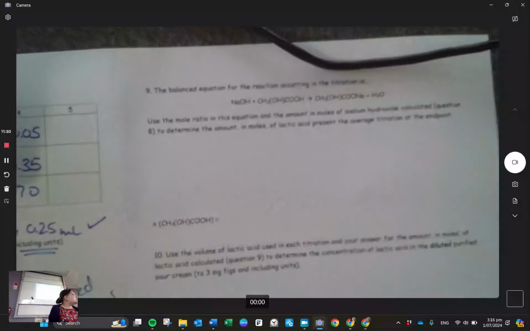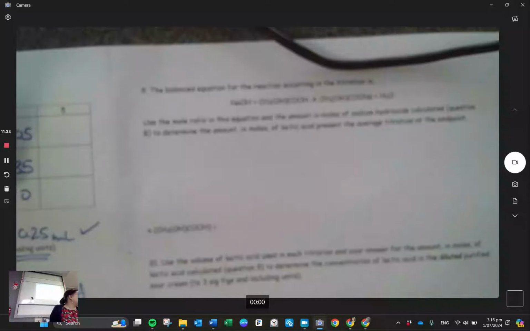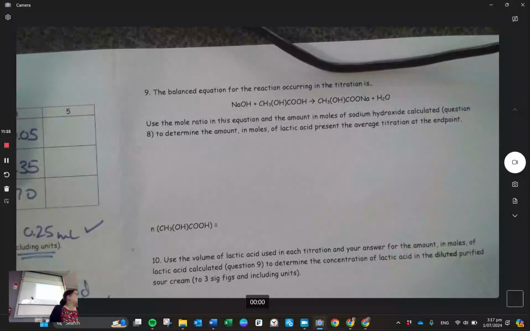The other thing to keep in mind is that it's a 1-to-1 ratio, so you don't have to worry about timesing anything or dividing anything.